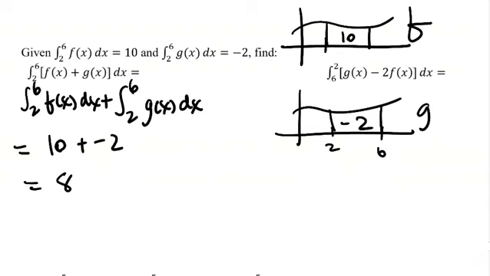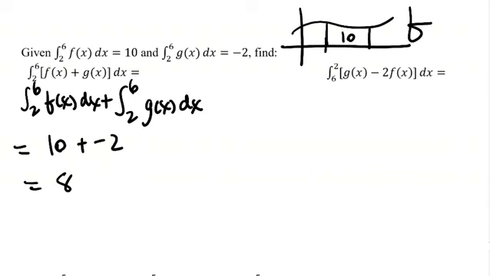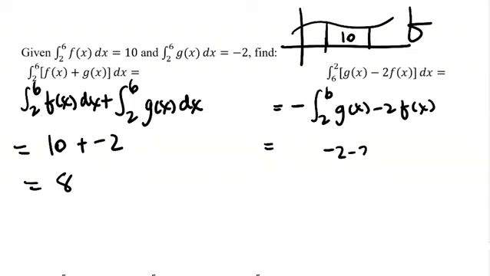Then this one, g of x minus 2f of x. Well, that's going to equal the negative of the integral from 2 to 6 of g minus 2f. And so g minus 2f would be negative 2 minus 2 times 10. And then we're going to make it negative. So negative 2 minus 20 is negative 22. So I make that positive, and that'll be positive 22.